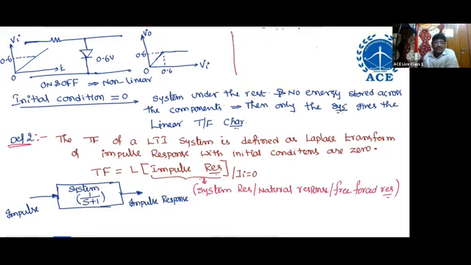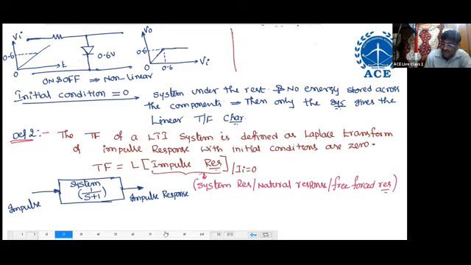One more thing you should know: the output is always called with the name of the input only. Impulse response means the input is an impulse. Unit step response means the input is a unit step. Parabolic response means the input is parabolic. Be remember. So why is it called system response, natural response or free force response? Listen.